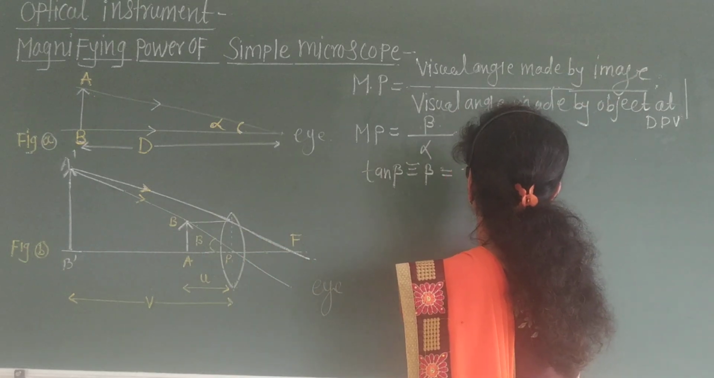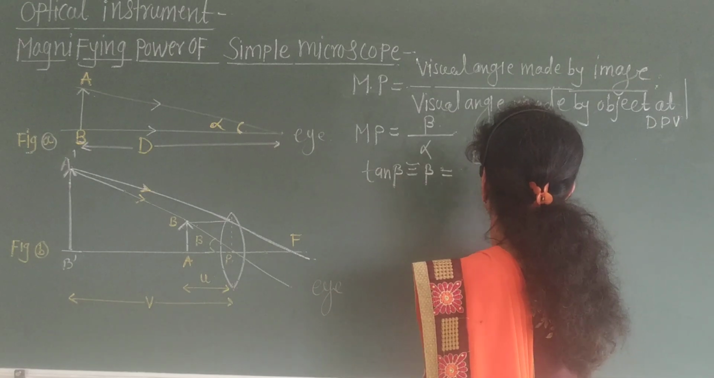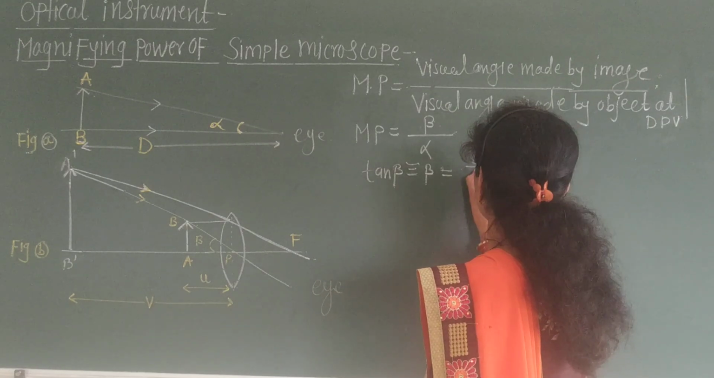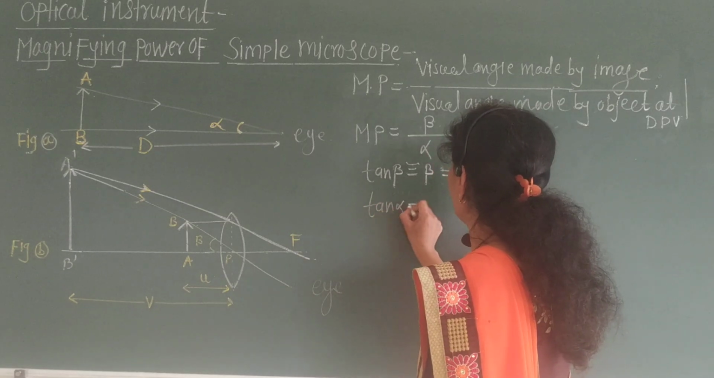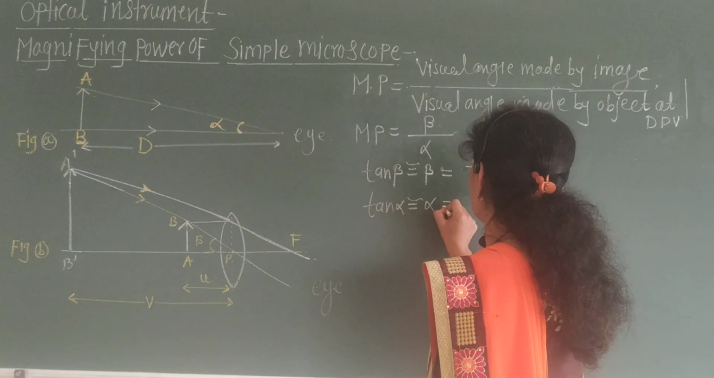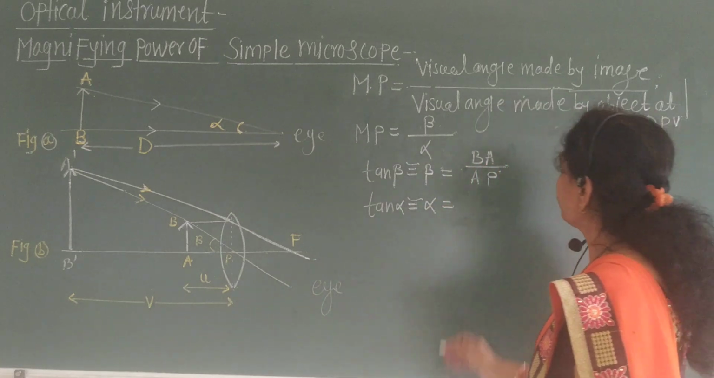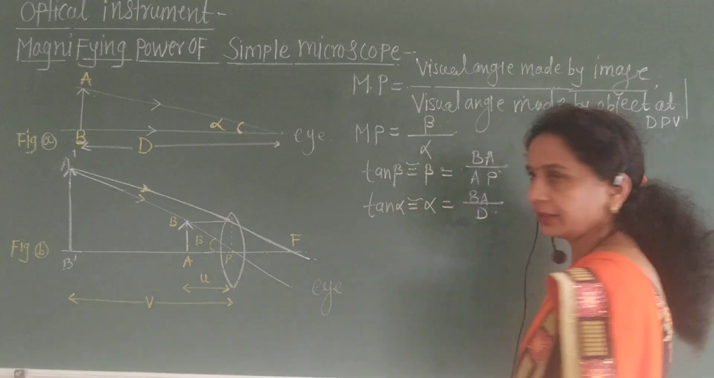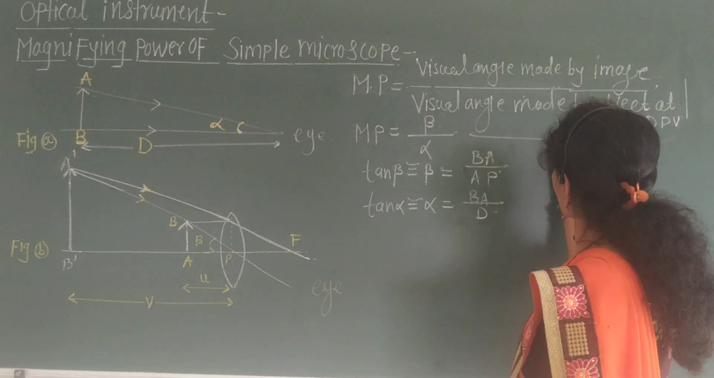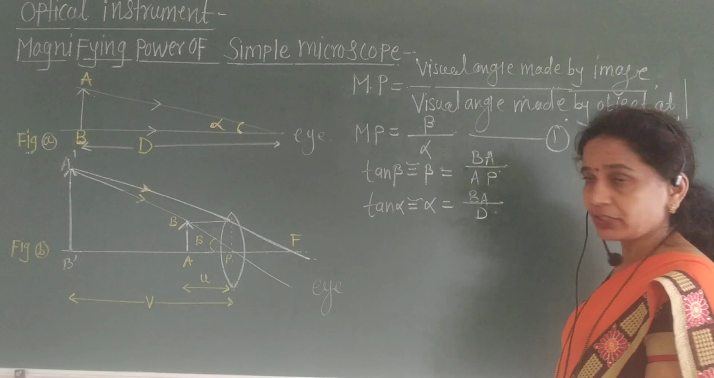BA upon AP. Okay, what is tan alpha? From figure A, tan alpha is nearly equal to alpha, which is equal to BA upon D. Okay, put this substitution in equation number 1.